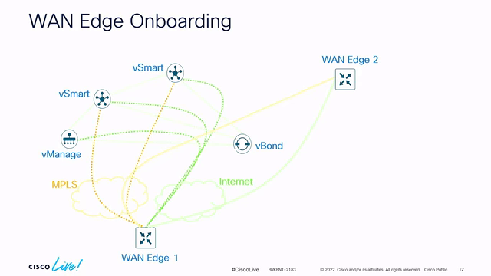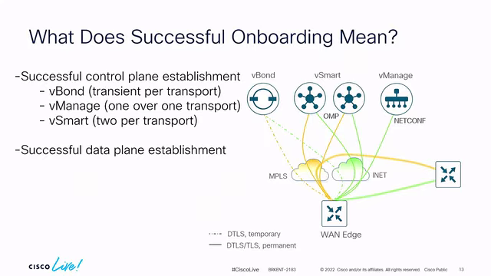Okay, so in summary, what does successful onboarding mean? Successful complete onboarding means I've got some connections to a vBond over each transport that are transient. Once I can make my permanent connections to my controllers, those can go away. I'll make one connection to a vManage over one of my transports, and then I'll make 2 vSmarts by default over each one of my transports. And then, of course, I will need to worry about my data plane connections after that.